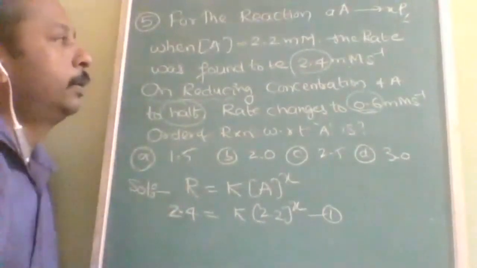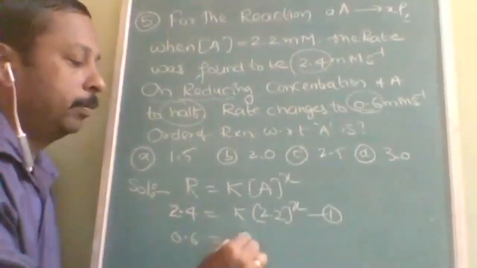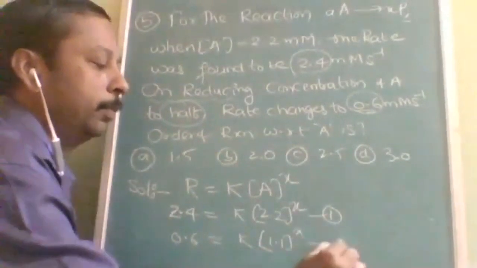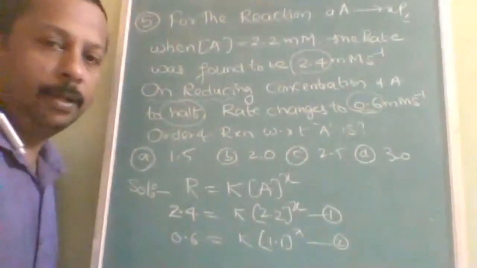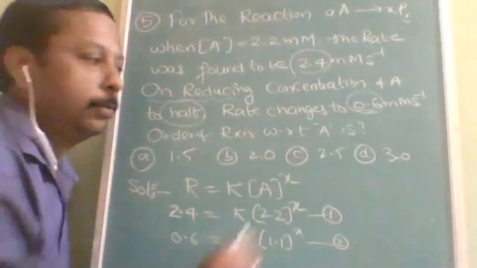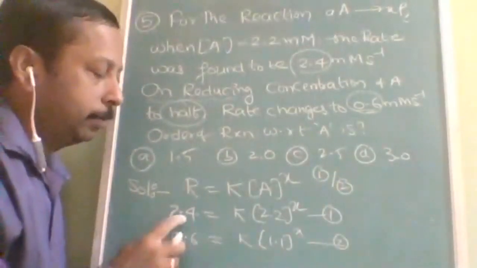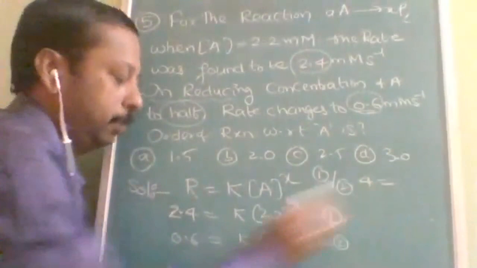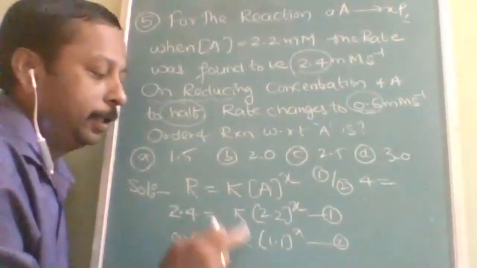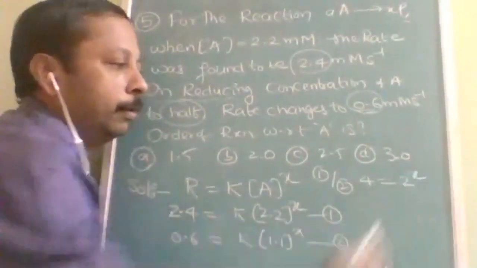And what will be equation 2? Second equation will be 0.6, when the concentration is half, that means 1.1, to the power of x. Now what is our intention? We have to find out the x value. So what I will do smartly, equation 1 divided by equation 2. This will give 2.4 by 0.6, and k will get cancelled. So 2 to the power of x.